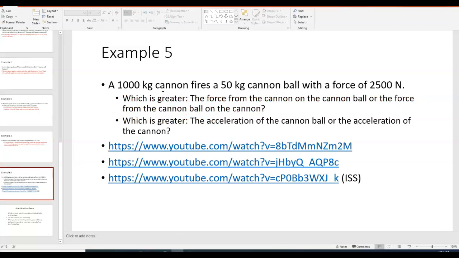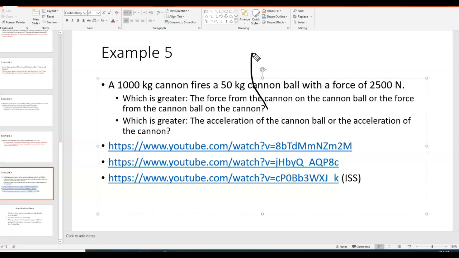And then finally, example 5: a 1,000 kilogram cannon fires a 50 kilogram cannonball with a force of 25 newtons. Now here we have some numbers, and there are 2 questions. The first question says, which is greater, the force from the cannon on the cannonball or the force from the cannonball on the cannon? So think about that for a second.